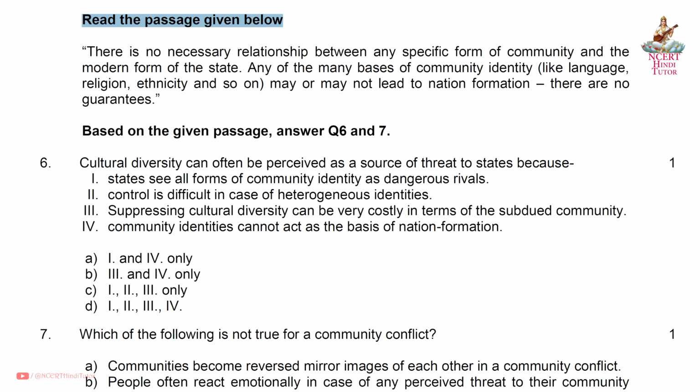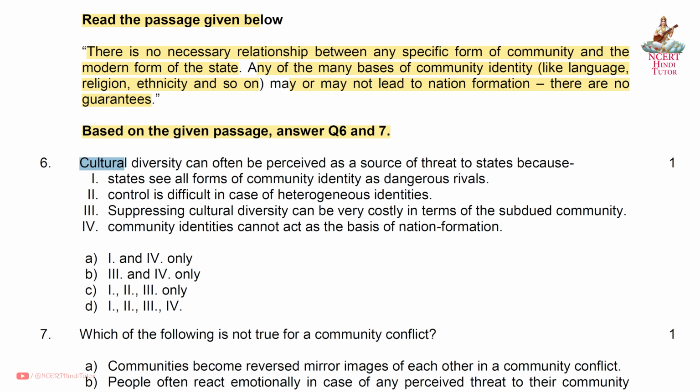Read the passage given below. There is no necessary relationship between any specific form of community and the modern form of the state. Any of the many bases of community identity like language, religion, ethnicity and so on may or may not lead to nation formation. There are no guarantees. Based on the given passage, answer question 6 and 7.